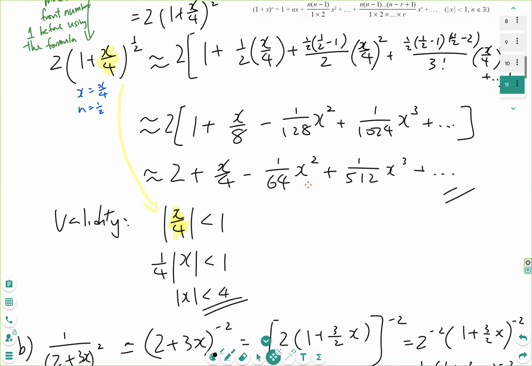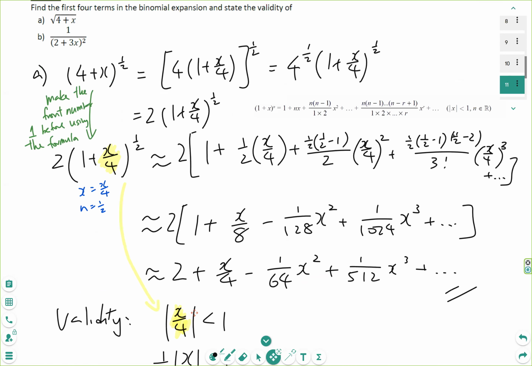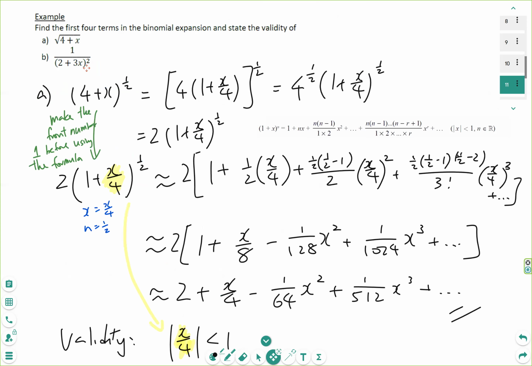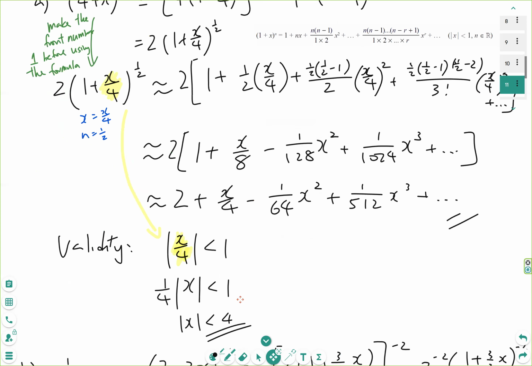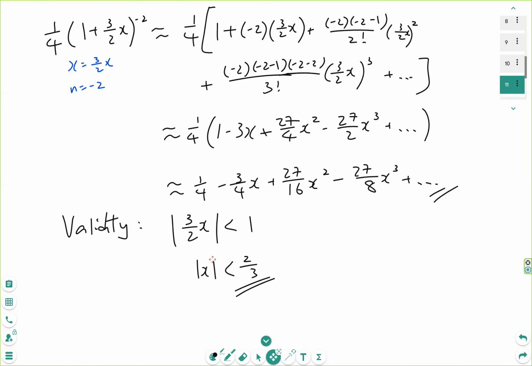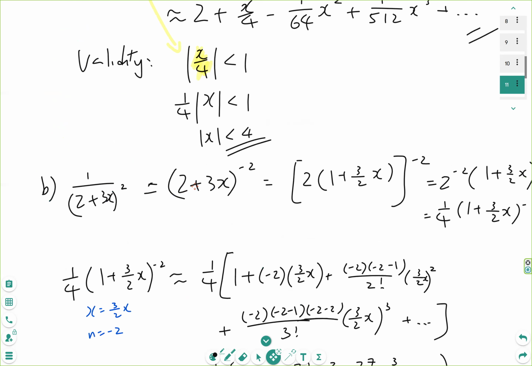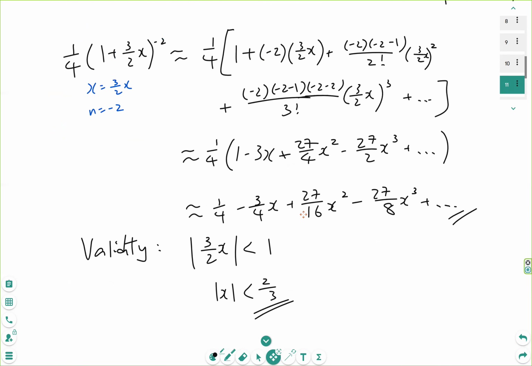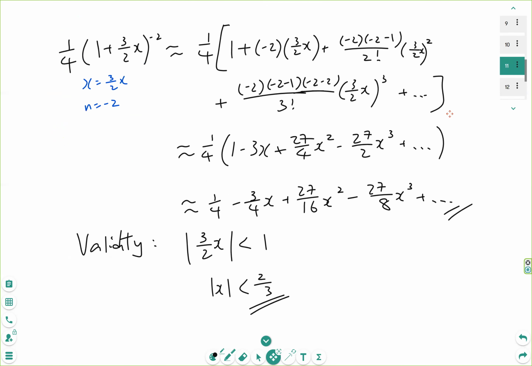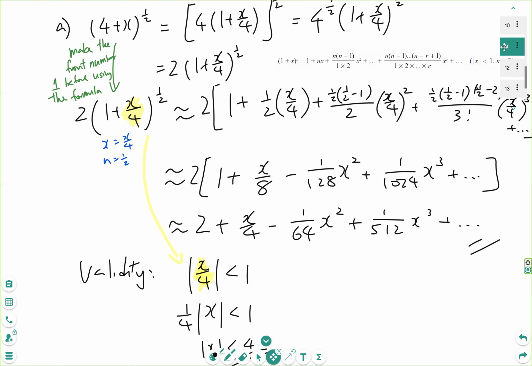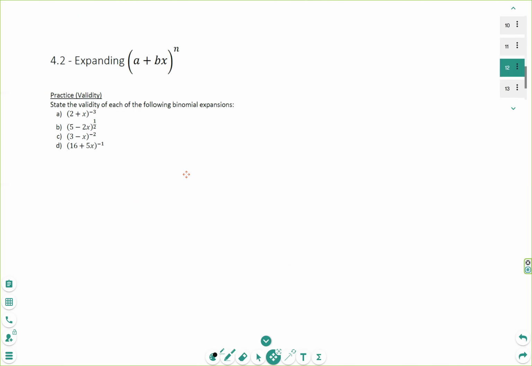So in here, it's the number in front divided by the coefficient of x. So x is less than, the number in the front is 4, 4 divided by 1 is 4. This one, modulus of x is less than the number in the front, which is 2, divided by the coefficient, which is 3. And that's it. If you're happy with this, let's practice the validity.